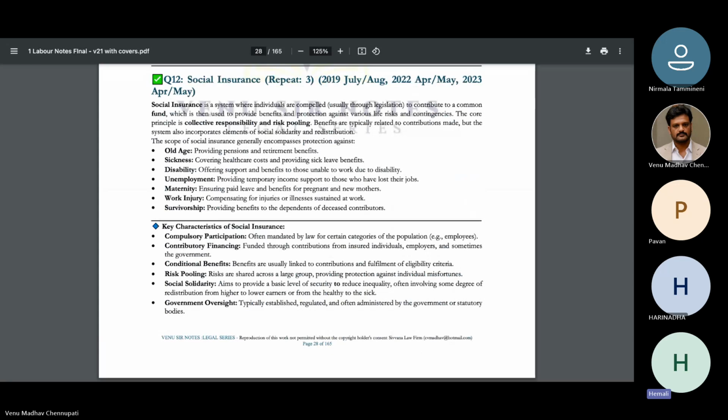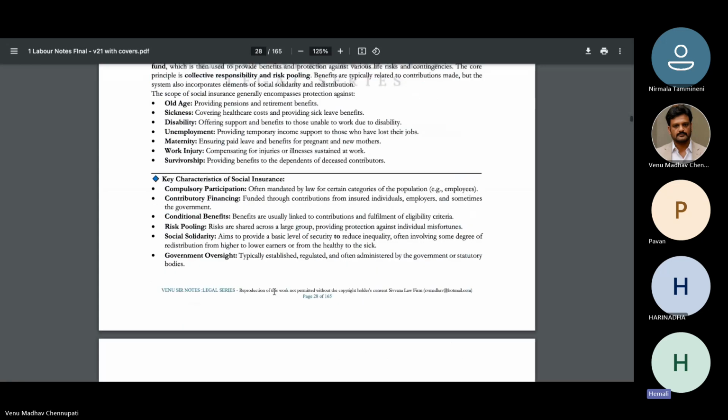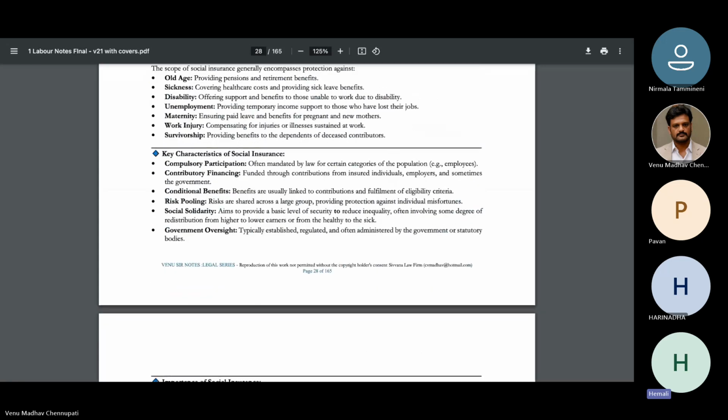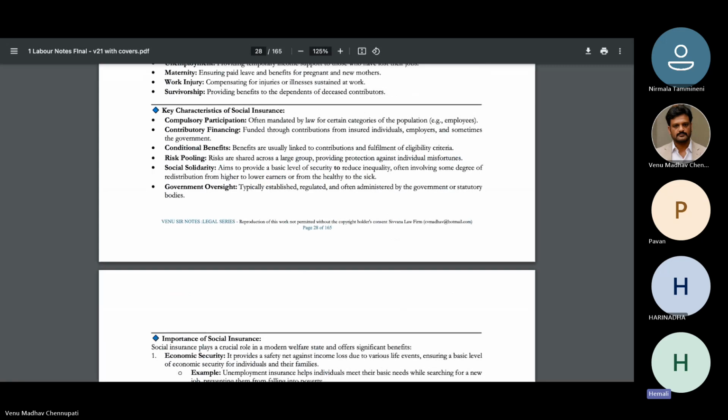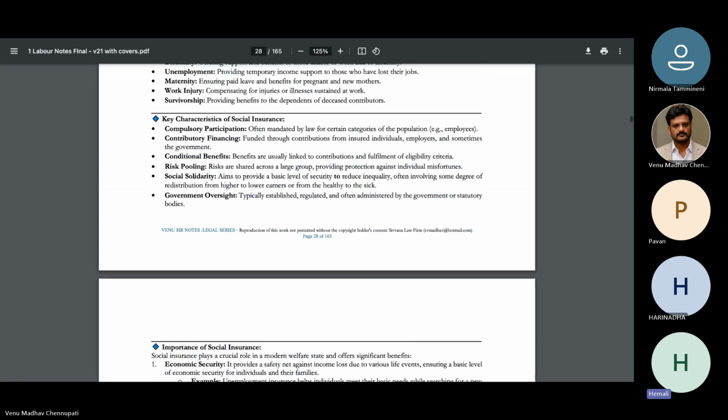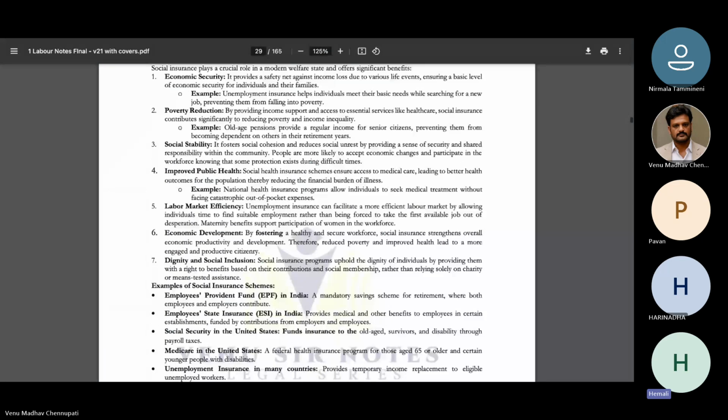Third is social stability. It fosters social cohesion and reduces social unrest by providing a sense of security and shared responsibility within the community. People are more likely to accept economic changes and participate in the workforce, knowing that some protection exists during difficult times. It provides social stability. Fourth is improved public health. Social health insurance schemes ensure access to medical care, leading to better health outcomes for the population, thereby reducing the financial burden of illness. For example, national health insurance programs allow individuals to seek medical treatment without facing catastrophic out-of-pocket expenses.